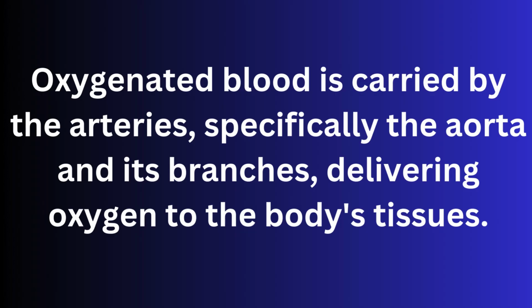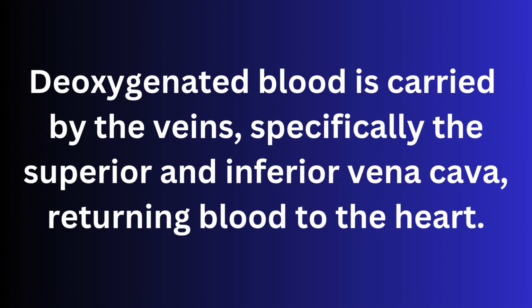In the systemic system, what carries oxygenated blood and what carries deoxygenated blood? Oxygenated blood is carried by the arteries, specifically the aorta and its branches, delivering oxygen to the body's tissues. Deoxygenated blood is carried by the veins, specifically the superior and inferior vena cava, returning blood to the heart.